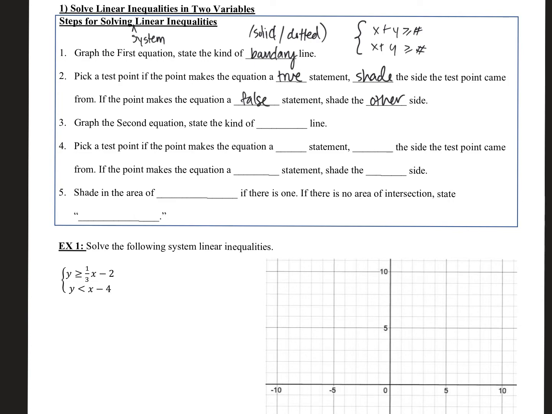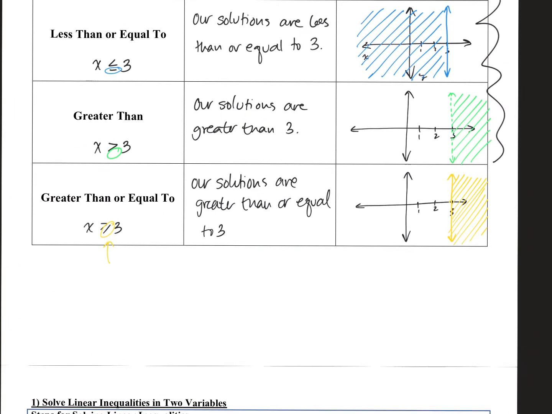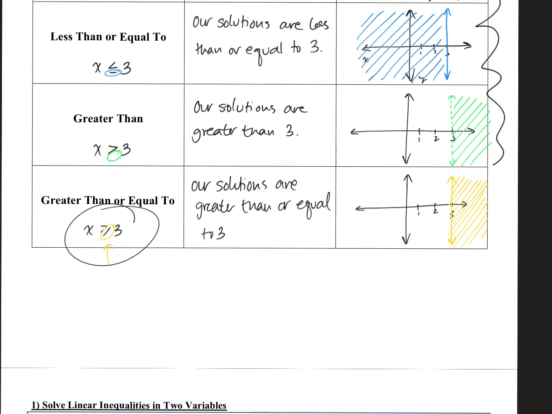Well, what do I mean by that? Let's take a quick look at some of these and do a test point. So let's say I was working with this equation here, x greater than or equal to 3. And I picked a test point. Let's say I picked the test point right here, the test point of negative 2. Let's plug that in. Is negative 2 greater than or equal to 3? Well, that's false, right? So because of that, we would shade the other side, because that must be the true side.